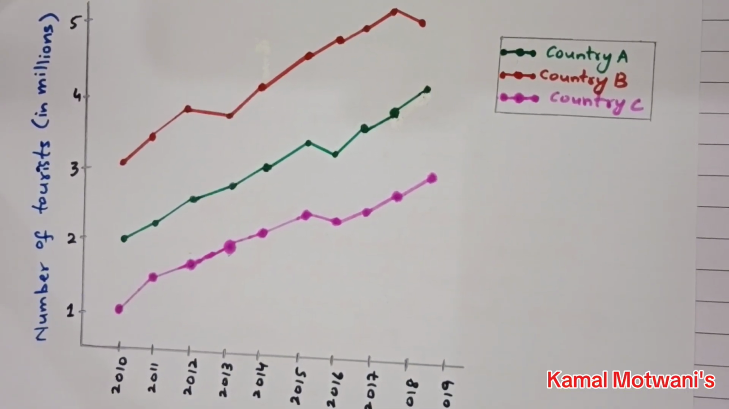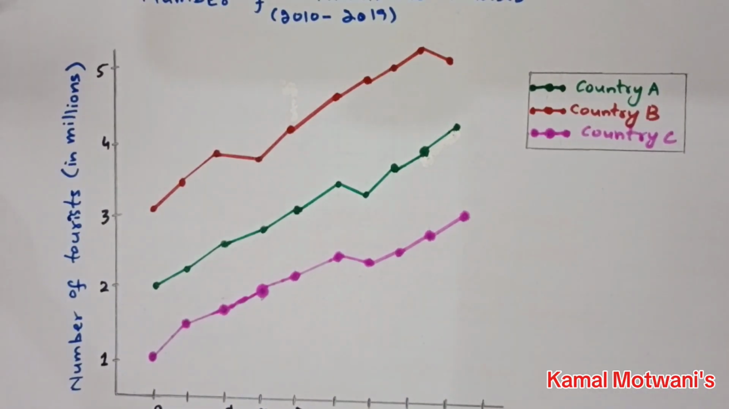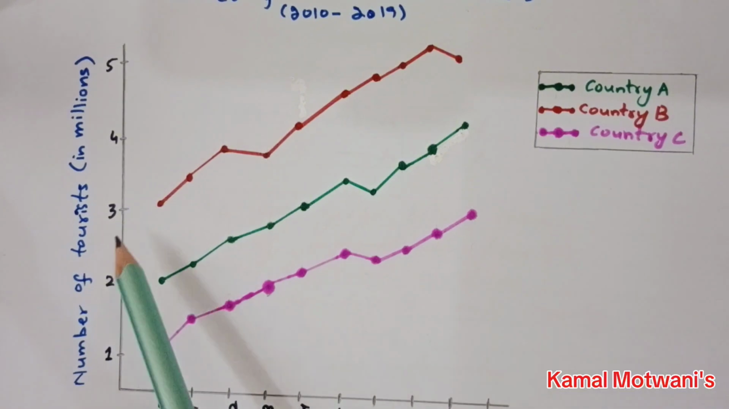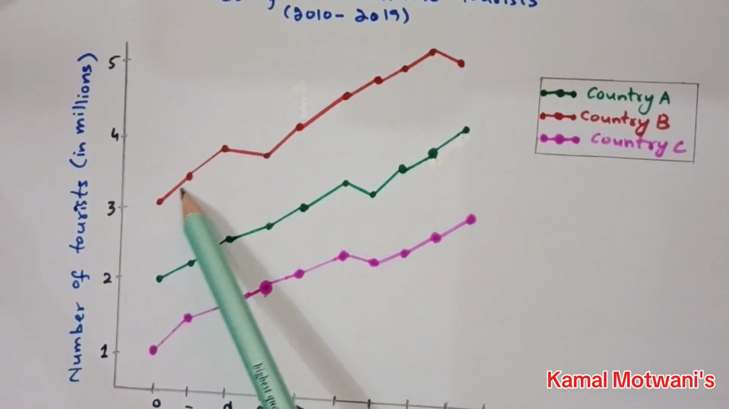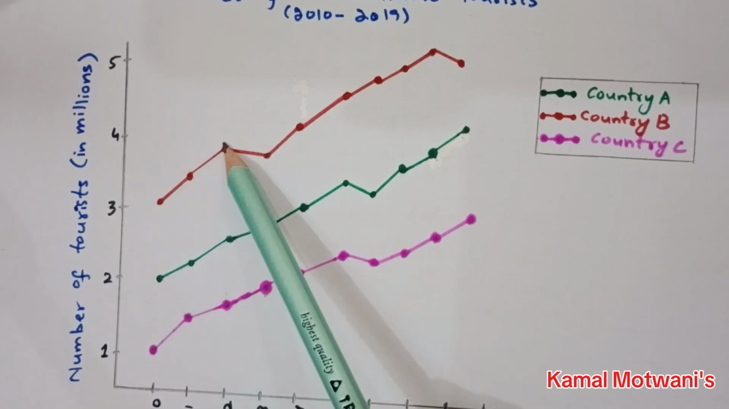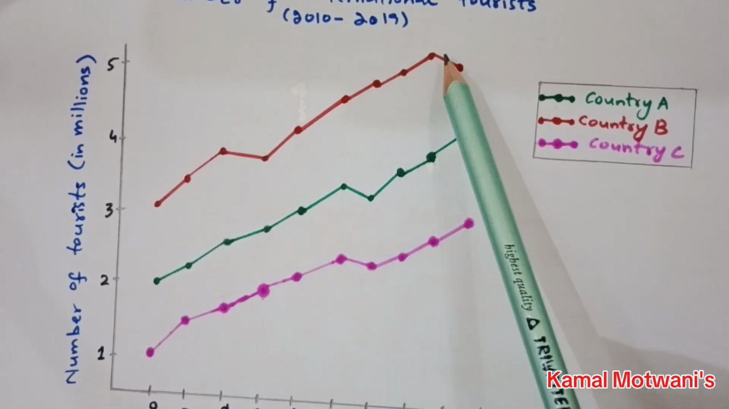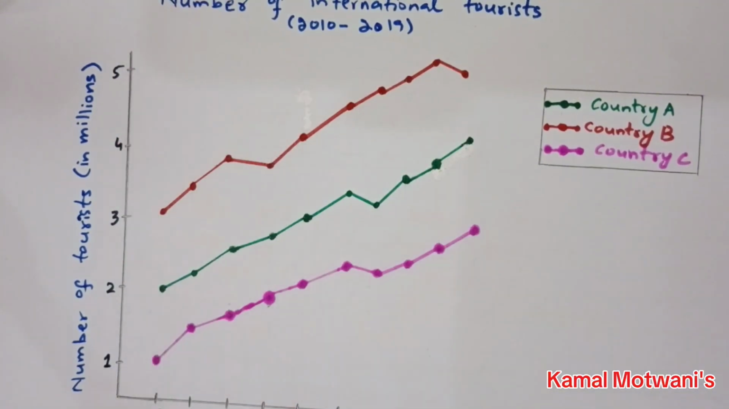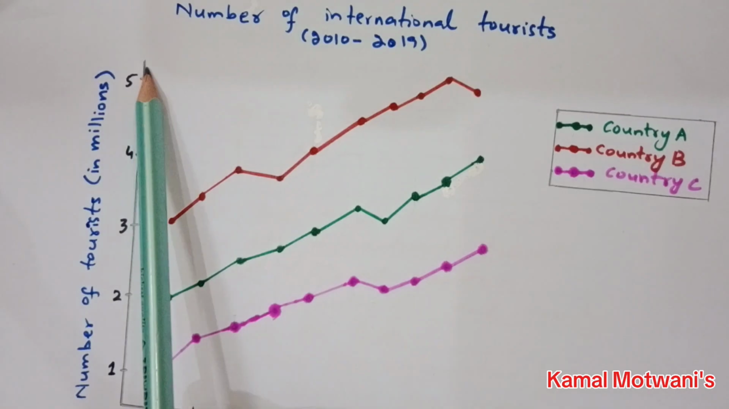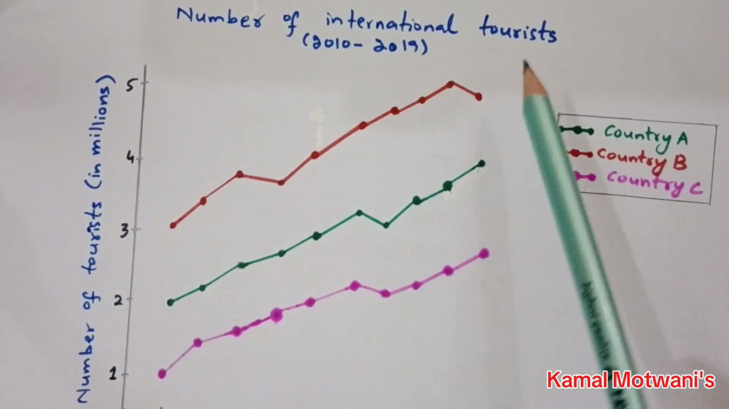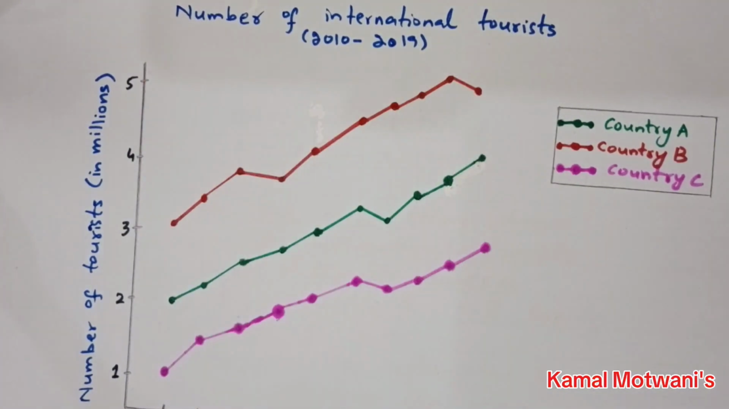Now overall we can view that country B had the highest number of tourists because its starting range was 3 million, and you see it is from 3 million, and it has continuously increased, and then a slight decline, and it has reached even above 5 million. No country has reached that much peak. You see, in 2018 it has reached its peak, even above 5 million.